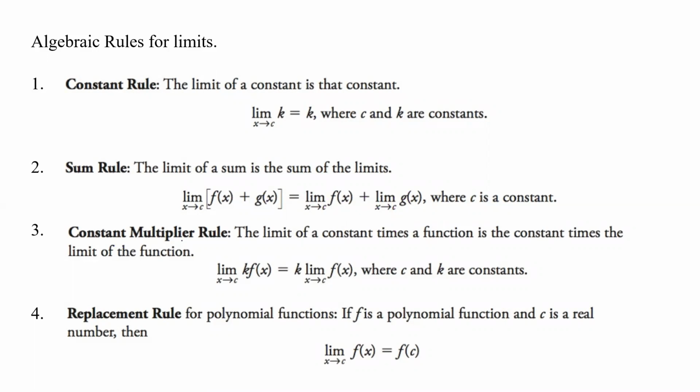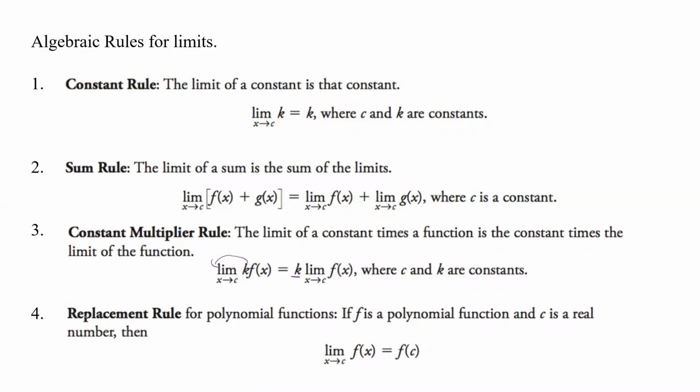Now we have a constant multiplier rule. The limit of a constant times a function is the constant times the limit of the function. So basically, if we're taking the limit of k times f of x as x approaches c, we can pull that k out in front and say k times the limit of f of x as x approaches c is going to be the same thing as if we just had that k there. Again, c and k are constants.